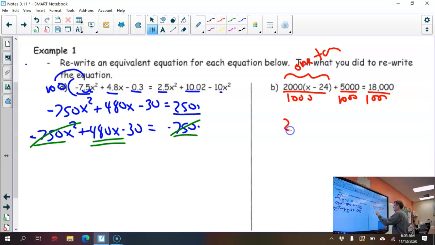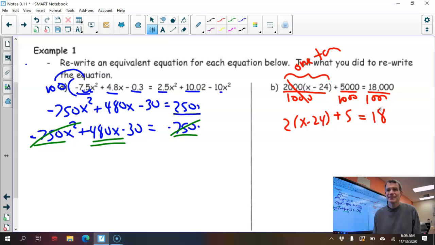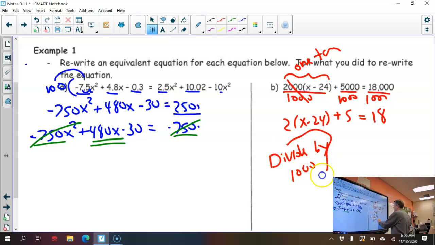here that would be 2 times x minus 24 plus 5 equals 18. And there I have simplified the problem by getting rid of the large numbers. Now, I'm not sure thousands are that important to get rid of, but maybe if they were millions or billions, it might be handy. That is one skill to get rid of very large numbers. Divide by something. In this case, I divided by 1,000, and I don't think I need to finish solving that.